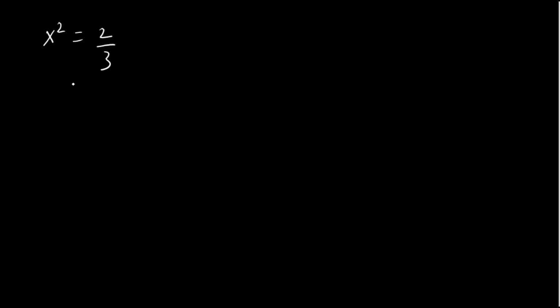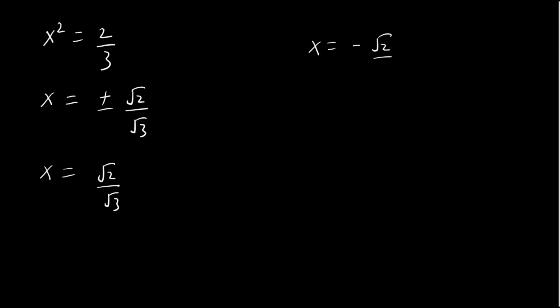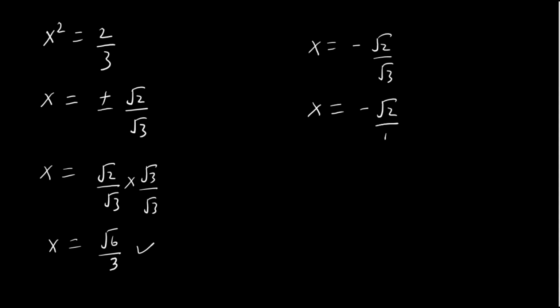If we take the square root on both sides, then x equals ± √2 divided by √3. Here the first value of x is √2 divided by √3, and the second value of x is −√2 divided by √3. If we multiply by √3 and divide by √3, then x equals √6 divided by √3 times √3, which gives 3. Then the first solution is √6 divided by 3, and here x equals −√2 divided by √3.